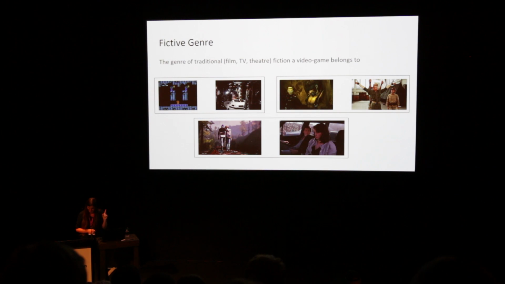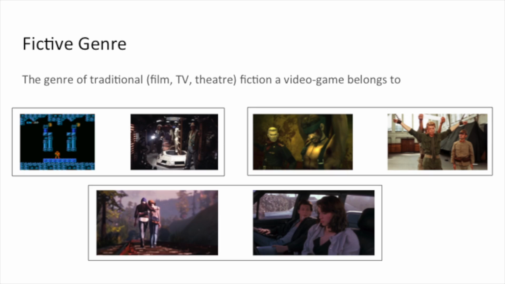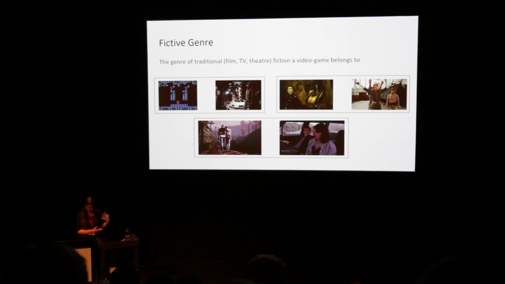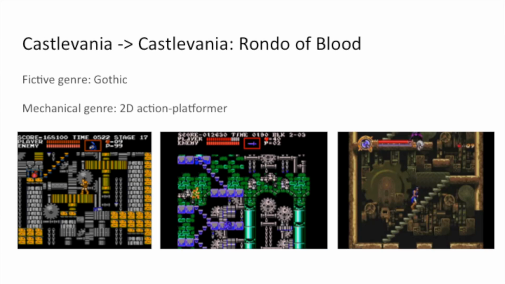When this talk discusses genre, though, we're talking about fictive genre. This is the genre of traditional fiction a game belongs to. So in this framework, Metroid is sci-fi, Metal Gear is a war game, and Life is Strange is a teen drama. This defines the setting and the aesthetics of a game and the design of the game's world.